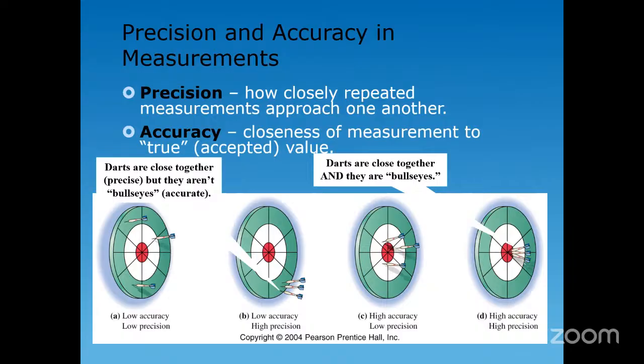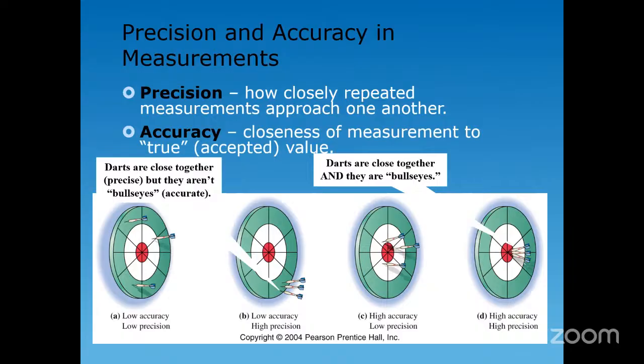Now, in the next situation, somebody threw the darts and the darts are close to each other, but very far from the center of the dartboard. That represents a situation where the accuracy is low because they're far from the center, but because they're close to each other, it's analogous to repeated measured values being close to each other. That represents a situation where the measurements are very precise, or high precision. So that's low accuracy and high precision.